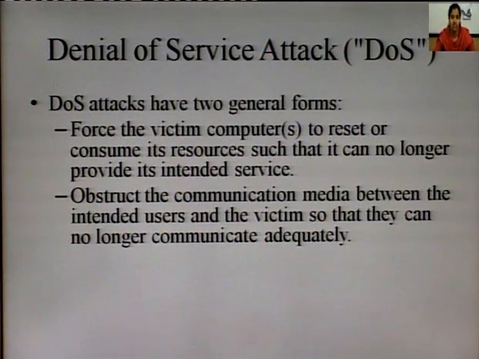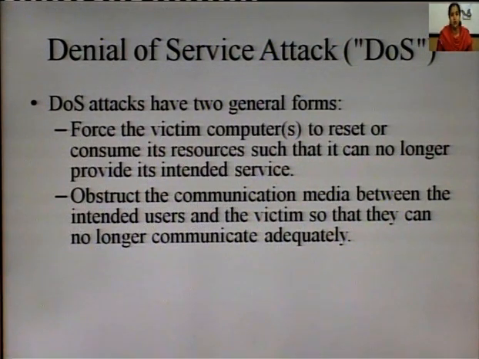This denial of services attack has two general forms. The first is to force the victim computer to reset or consume its resources such that it can no longer provide its intended services. It makes all the resources busy, like printer, network, etc., so that no other activities can be done on the system.